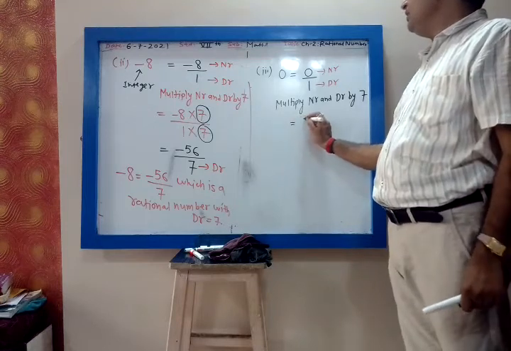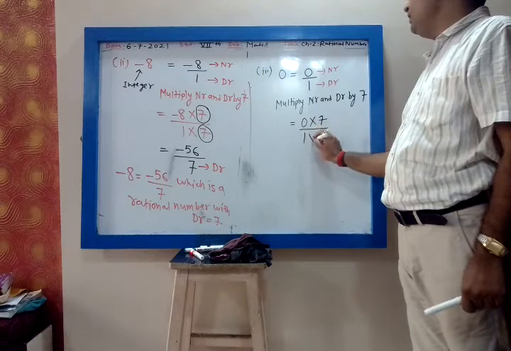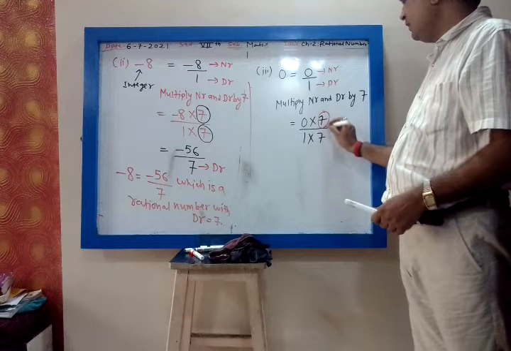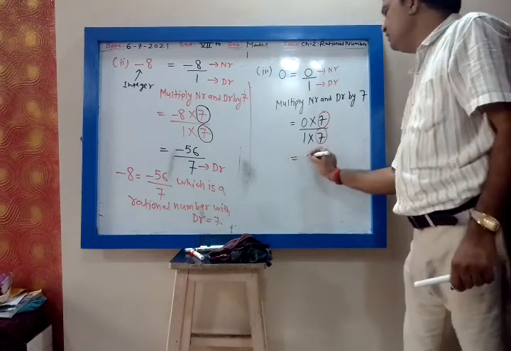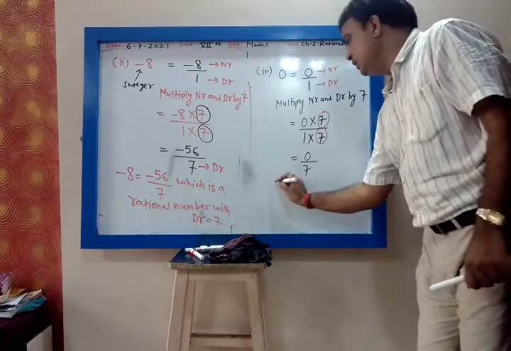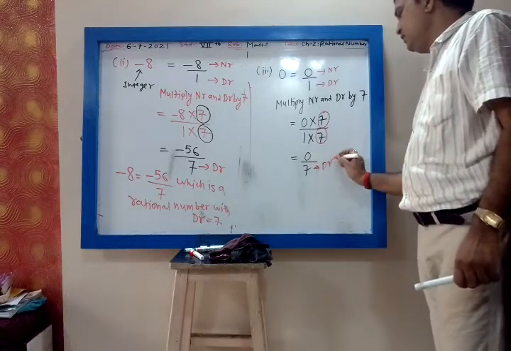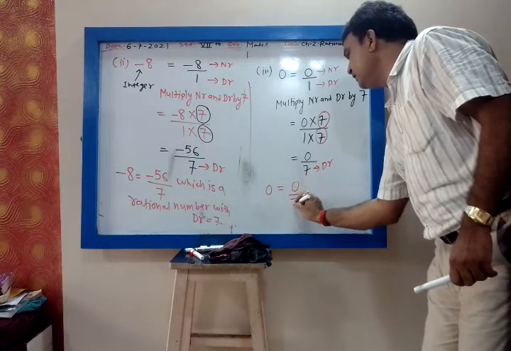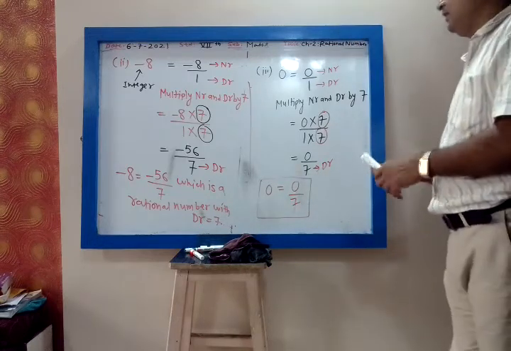So multiply and divide by 7. So 0 into 7 upon 1 into 7. We have multiplied numerator and denominator with 7. Now 0 multiplied by 7 will be 0, and 1 into 7 is 7. So 0 upon 7. Now the denominator is 7. So 0 I can write as 0 upon 7, which is the rational number with denominator 7.